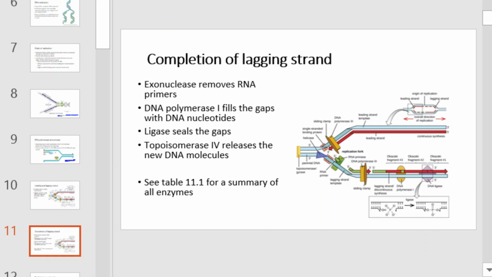Exonuclease removes the RNA primers on the lagging strand. DNA polymerase I will then fill the gaps with DNA nucleotides, and ligase will seal the gaps. The result is a new DNA molecule. See Table 11.1 in your OpenStax book for a summary of all the enzymes used in this process.